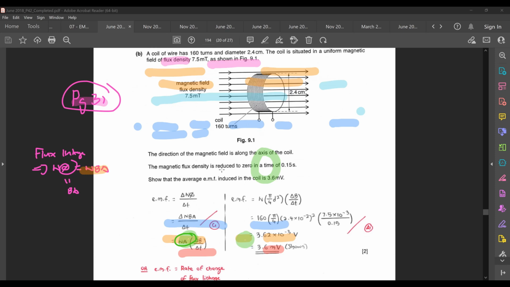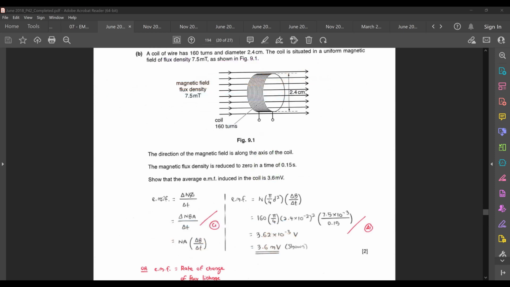Just let me clear this thing off. We know that EMF is rate of change of flux linkage, which if you expand out the flux linkage equation, you get change in NBA divided by your delta t. Now, there are certain things that are constant from this expression here, that one being the number of coil turns as well as your cross-sectional area. So you can actually just bring them out, so that your eventual equation becomes N times A times change in flux density divided by time. This one will also give you your EMF.